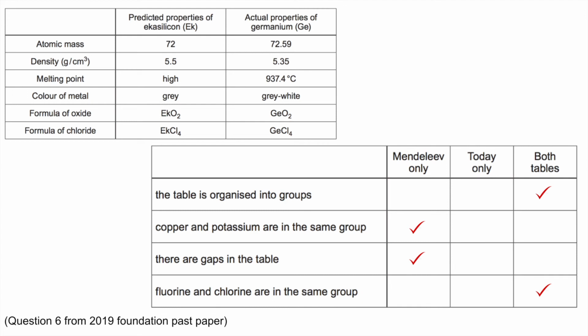Obviously, in the tables now we don't have that, as we know that there's a structure to it, and we know that the atomic number and number of protons increase going across, as well as similar properties going down the groups. And fluorine and chlorine are in the same group. Mendeleev did have this, as well as our table also showing this. Apologize for making any mistakes, I'm a bit tired currently.